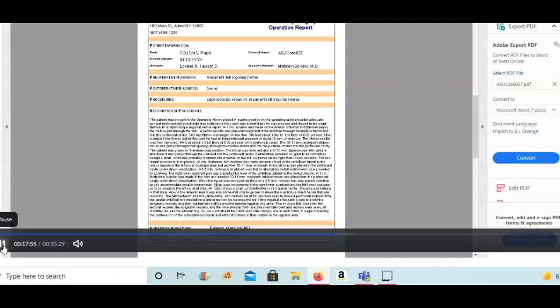The right lower quadrant port was placed at the level of the umbilicus lateral to the rectus muscle. A 1 centimeter horizontal incision was made in the skin and another 10 to 11 millimeter Endopath Ethicon trocar was placed into the peritoneal cavity under direct visualization. When the trocar was removed via the port, a 5.5 millimeter reducer was also placed over that to accommodate smaller instruments. I then used instruments in the right lower quadrant and the left lower quadrant ports to visualize the left inguinal area.